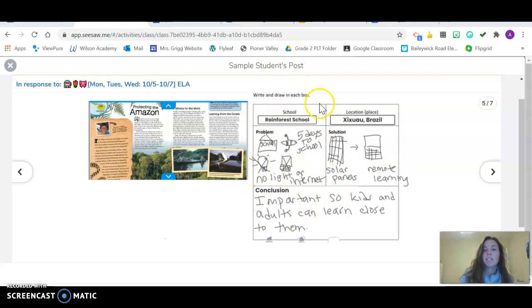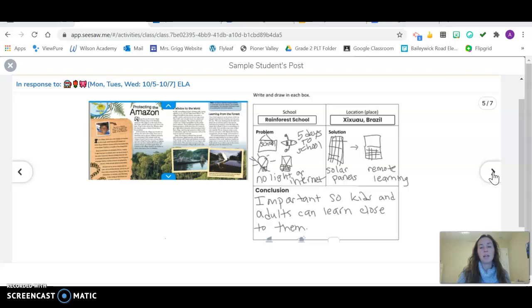Let's look into mine to see how I use this information. So remember, I'm writing about the solution and the conclusion. Right here for my solution, I took notes by drawing solar panels and saying it was used for remote learning on the computer. My conclusion, I took some quick notes that said important so kids and adults can learn close to them. Watch how I use this as I go to write.